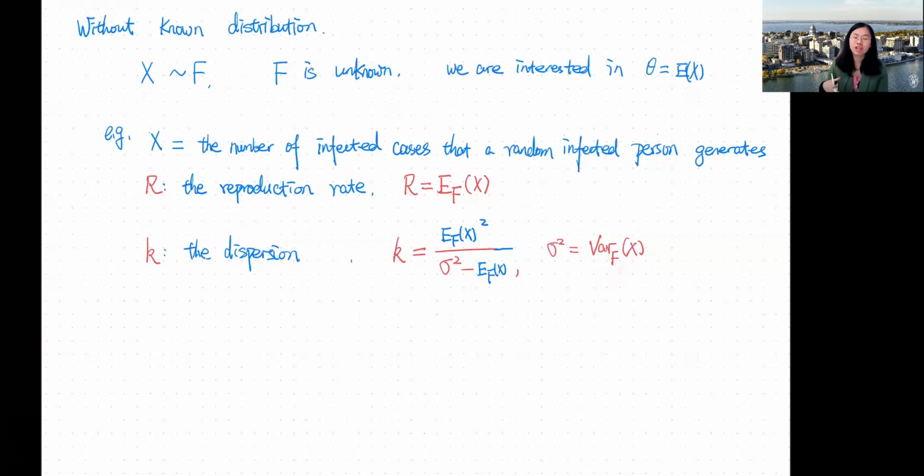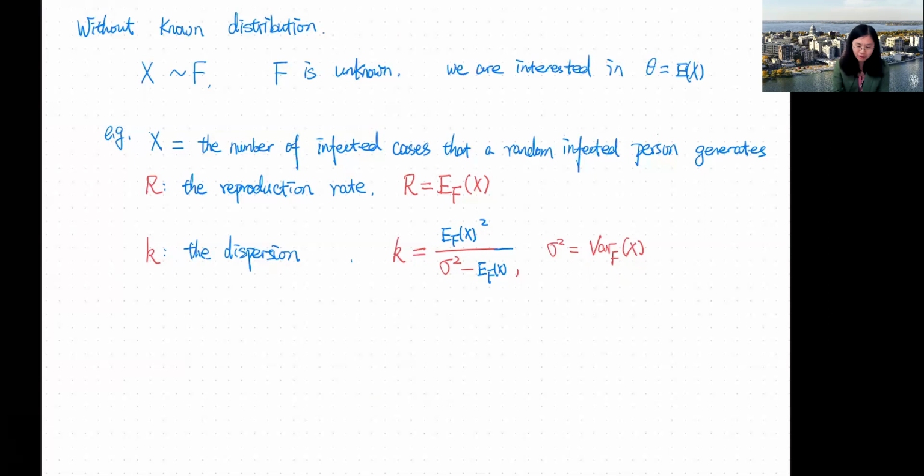Of course, F is not known. This is just the definition equation. So sigma squared is also not known. K and R are not known. So these are unknown parameters that are very interesting for epidemiology, for understanding the transmission of the virus, of the disease.